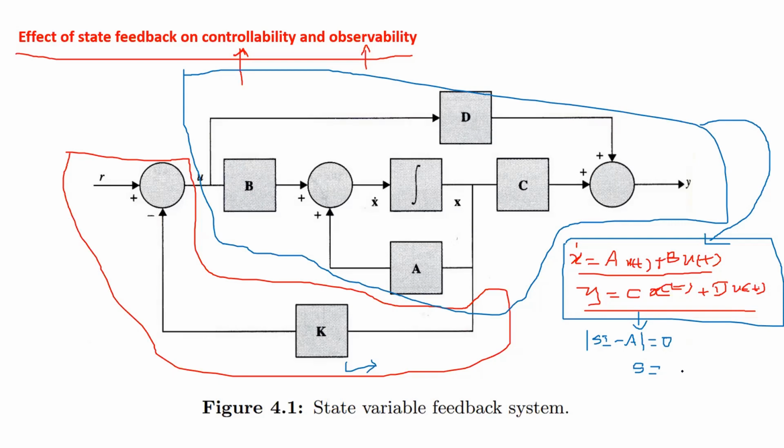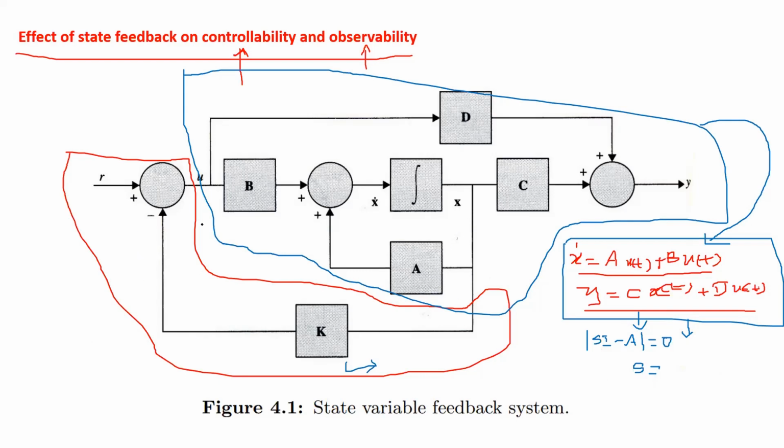If the roots are located on the left side of the s-plane, the system is said to be stable. If the roots are located on the right side of the s-plane, the system is unstable. If the roots are located on the imaginary axis, the system is said to be marginally stable. This is for the system before adding feedback.